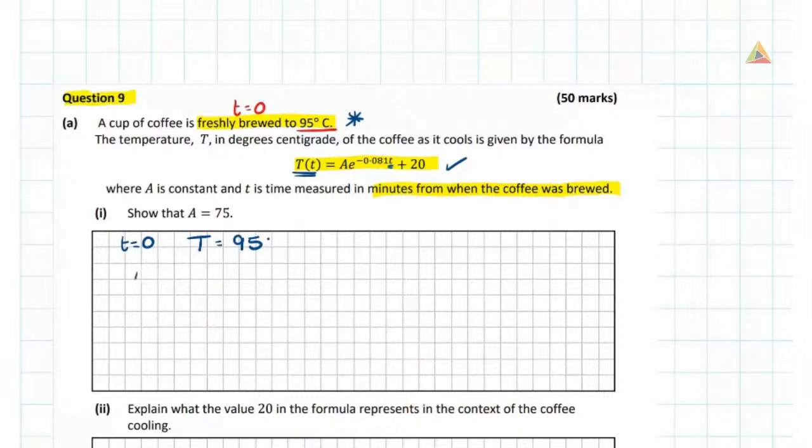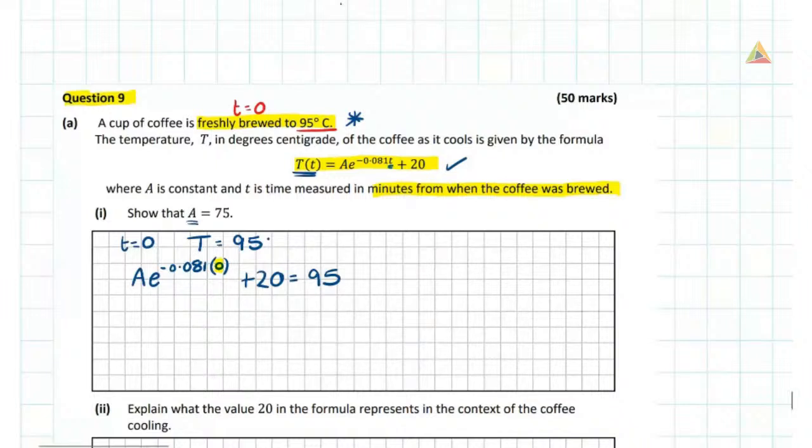So it becomes A times e to the power of minus 0.081, and instead of small t, we're replacing that with a 0 here, as you can see, plus 20 is equal to, and instead of big T, we are subbing in 95. Okay, so we're going to solve that equation to try find A, and we're expecting it to be 75.